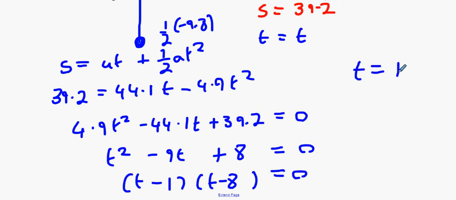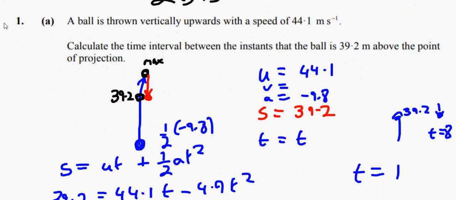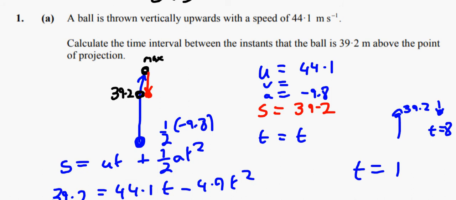T equals 1 was the time when it went past 39.2 on the way up. On the way down, it passes at t equals 8. Will I get full marks for my two answers there? Why not? Time interval between. So what is the actual answer then? 7 seconds, okay?